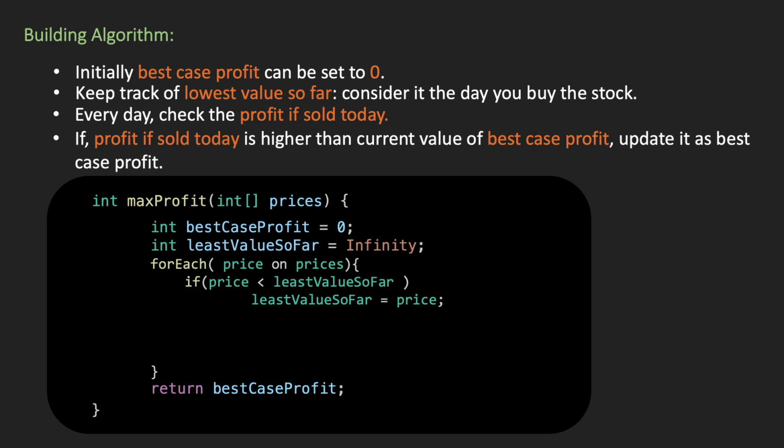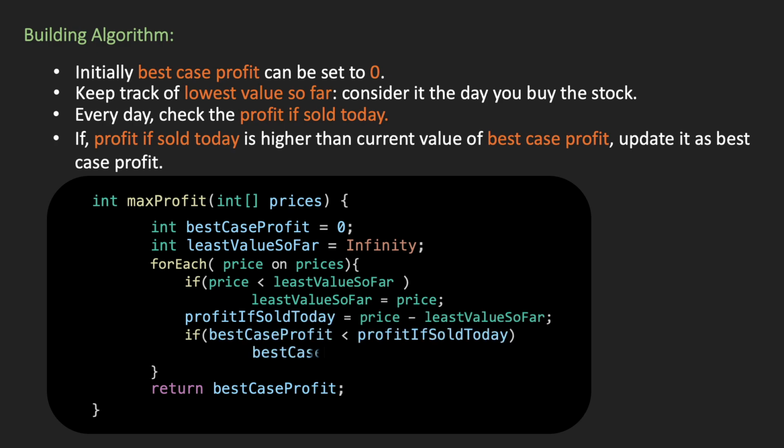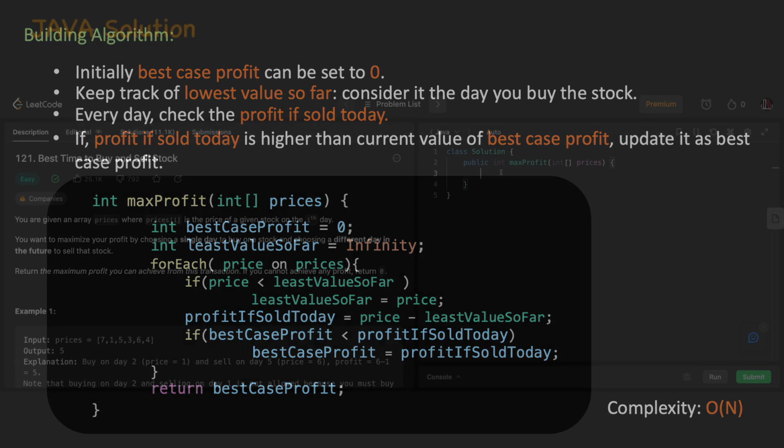Also on each day, or in each iteration, we will check the profit we could make on that day by subtracting least value so far from the current price. If this value is more than the best case profit so far, we will update best case profit with this new value. And that would be it. The complexity of this algorithm will be O(n) as there is a single loop in this. Okay, let's look at the Java solution.